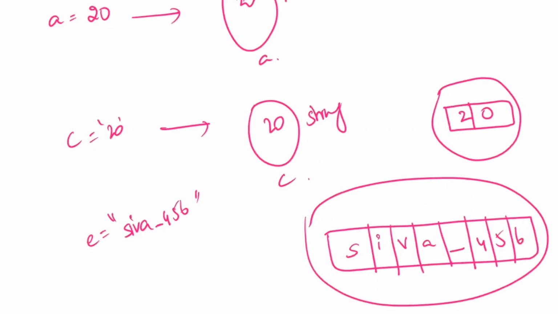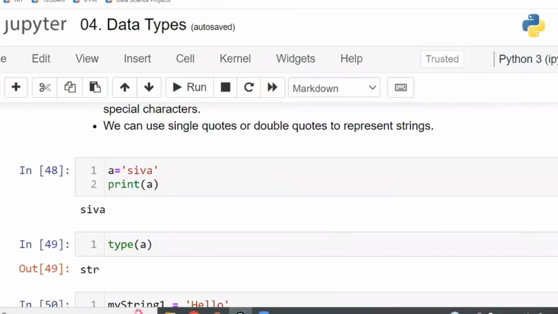Sir, why was the string designed in this way? Why isn't a normal int also stored in that way? No, a normal int is not going to be stored in that way. Only the string is stored in that way, because a string is a combination of numbers, a combination of text, and a combination of special characters.